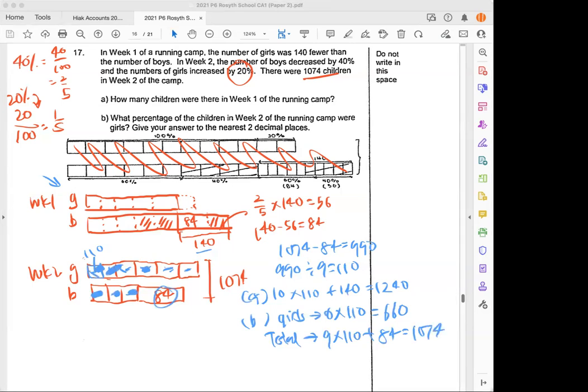So what's the percentage? Let me do it here. What's the percentage of girls? 660 is the girls over the total 1074, multiplied by 100%. It will give you approximately, they want it in 2 decimal places, approximately 61.45%. Okay, that's that. This is the question that was asked at the end of the Rosyth 2021 Paper 2 Primary 6.